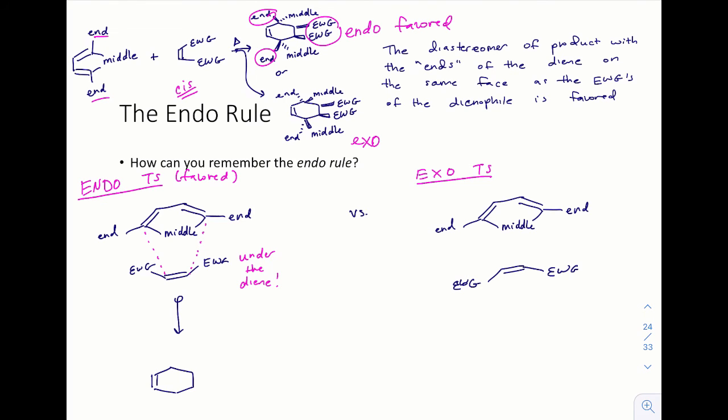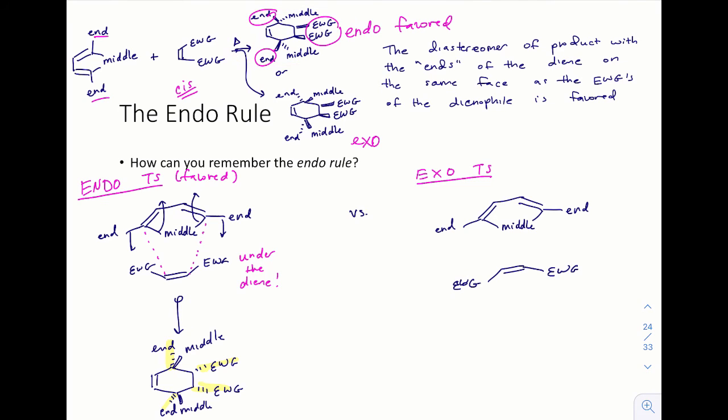All right, so middles get pushed up, ends get pushed down. The electron withdrawing groups are underneath, so that leads to a product that has the electron withdrawing groups on the same side as the ends. Right, endo, and the ends of the diene and the electron withdrawing groups from the dienophile are on the same face of the product. And just for good measure, I drew the enantiomer of the scheme at the top, if this were chiral.